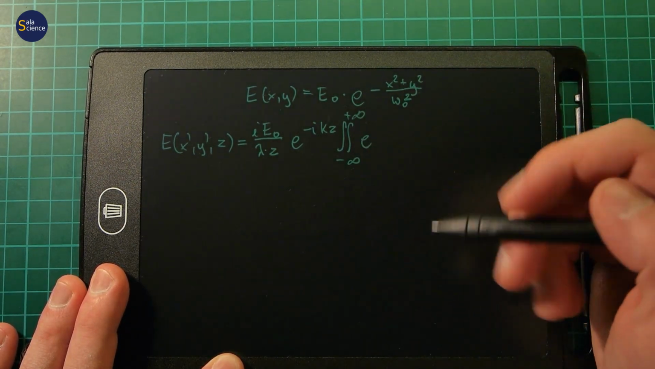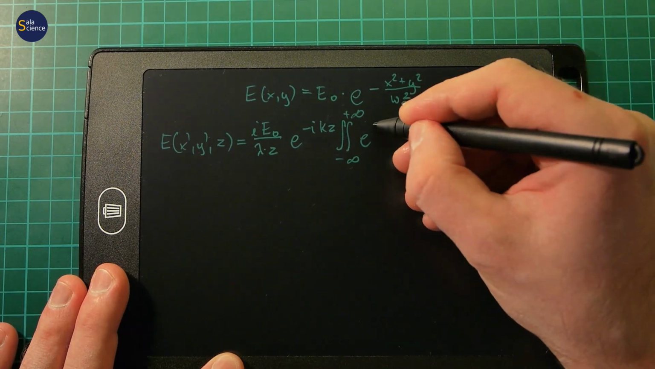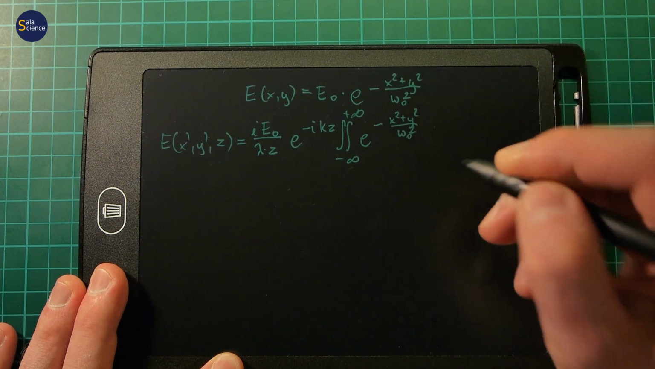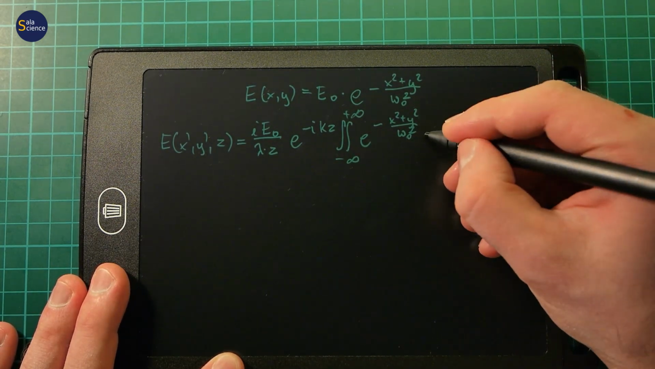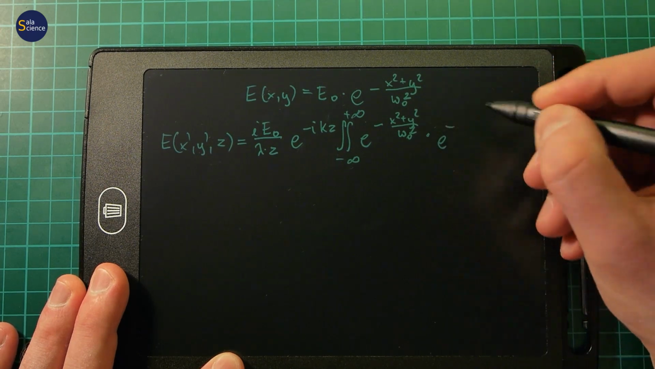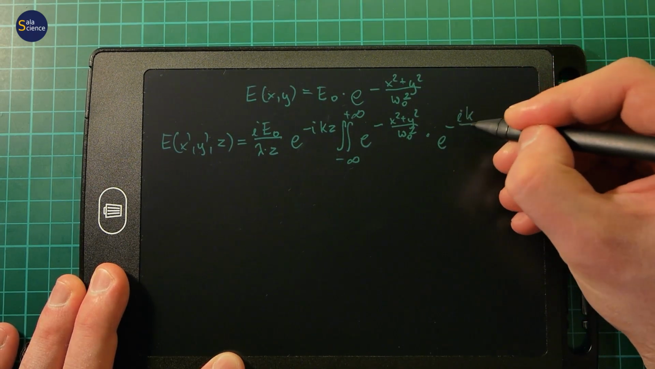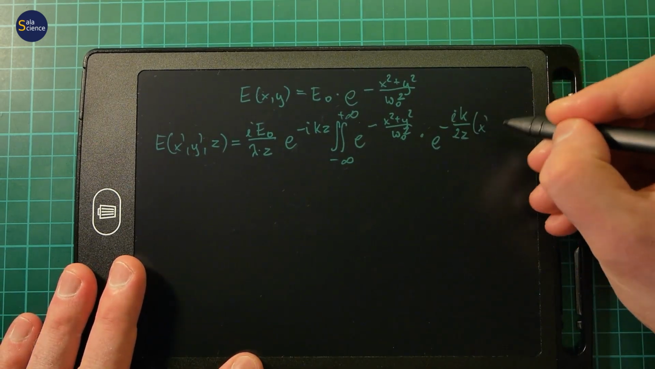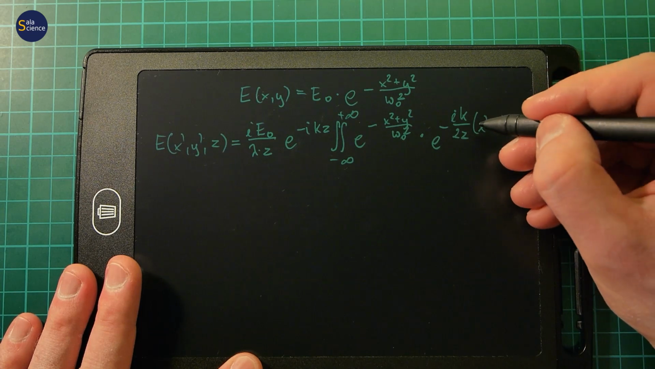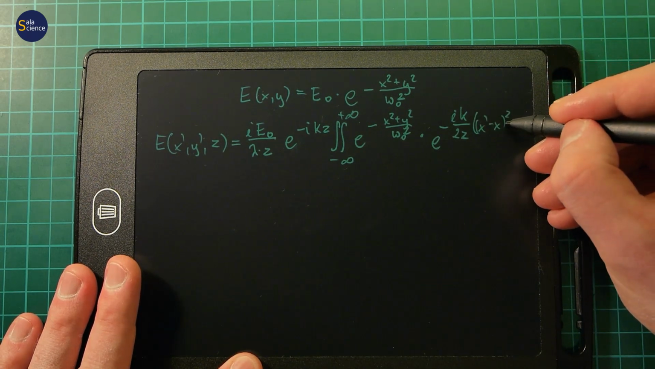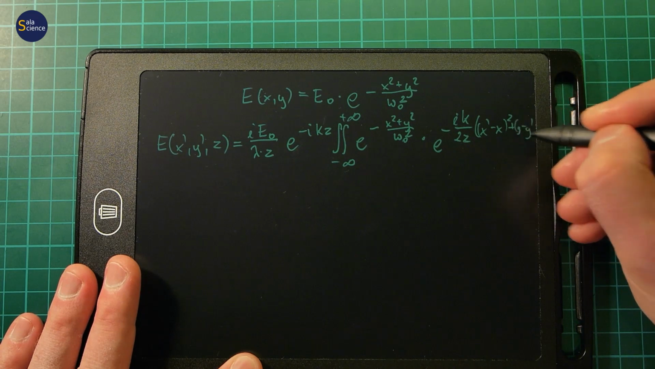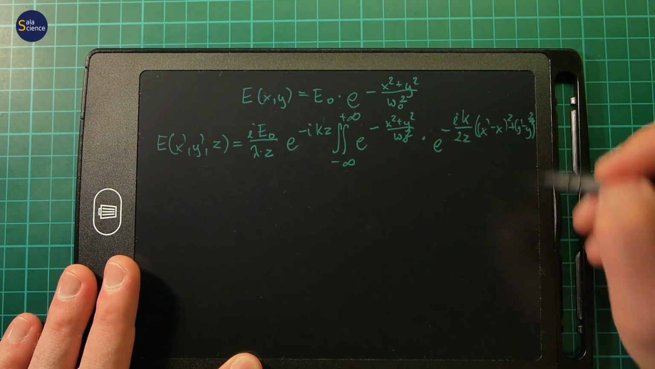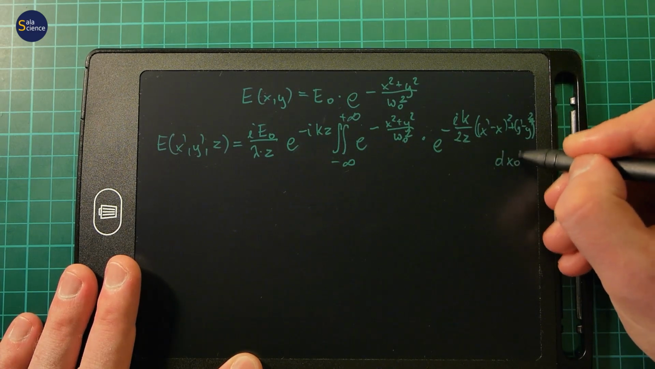This profile e to the power of minus (x squared plus y squared) over w naught squared, and times e to the power of minus ik over 2z, and here we have (x prime minus x) squared plus (y prime minus y) squared, and dx dy.